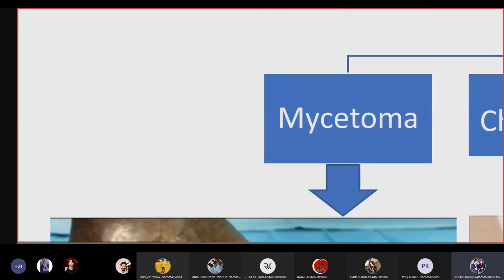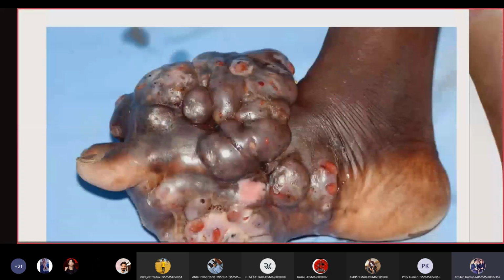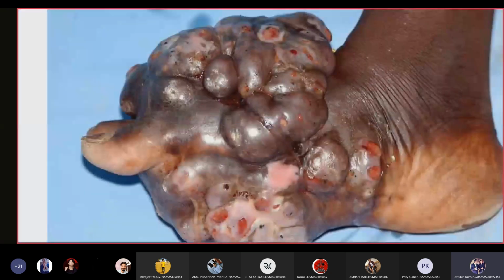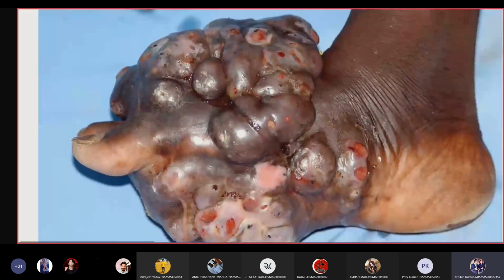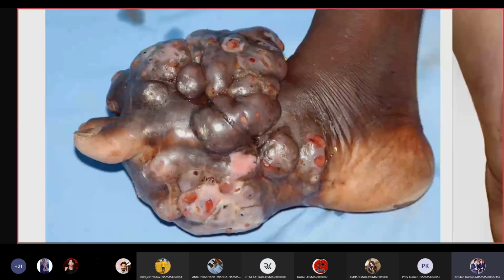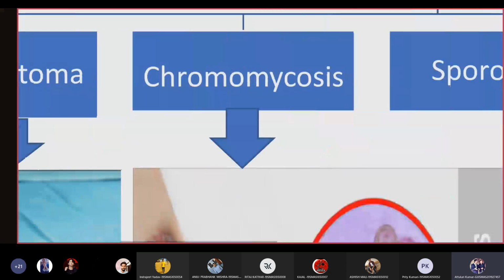So this is one example of subcutaneous mycosis. The first one is mycetoma, and this is a severe form of mycetoma. Here you can see the tumors on the skin of the foot. This is mycetoma infection caused by a fungus. So never underestimate fungi. They can wreak havoc on our body like hell. This is one best example. So this is mycetoma. Then the second one is chromomycosis.